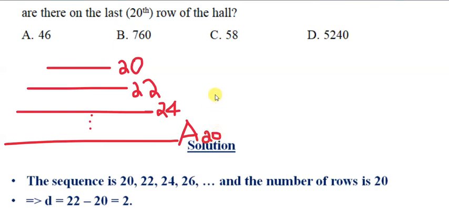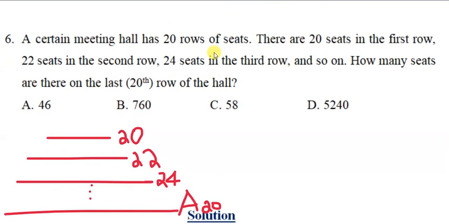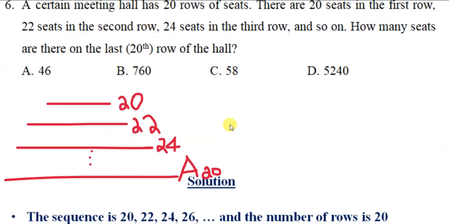The question says, how many seats are there on the last, which is the 20th row of the whole? That is what the question says. Now observe that on the first row there are 20 seats, on the second 22, 24, and the next we can guess is simply 26, 28, and so on.